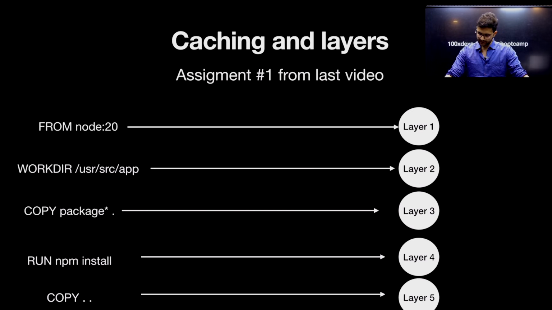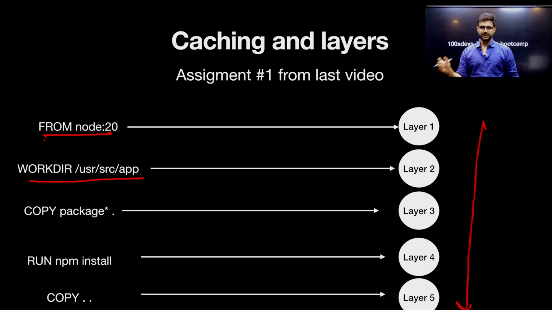What if we change the code base to look something like this? Sorry, not the code base, the Dockerfile. There's a very subtle change that I made. The first one is still the same. The second one is still the same. I added a third step here. We now have 5 layers. Notice the change that I've made in this specific Dockerfile. What difference do you see?